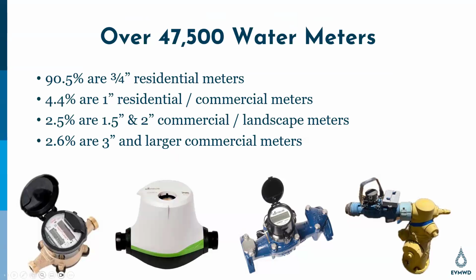Thank you, Tim. All right, we're going to go over a little bit of our water meters and systems. So 90% are 3/4 inch residential meters. Roughly 4.5% are the 1 inch residential and commercial meters. We have about 2.5% 1.5 and 2 inch commercial and landscape meters. These meters are probably the majority users of our water. And then 2.6% are 3 inch and larger, and that also includes our construction hydrant meters. Next slide, Tim.